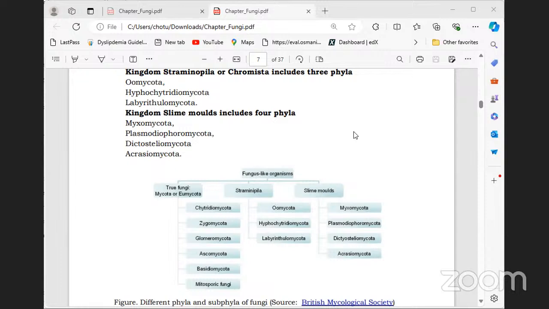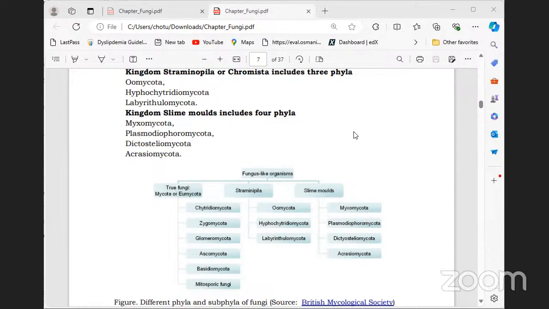In the Eumycota, the main divisions are Chytridiomycota, Zygomycota, Glomeromycota, Ascomycotina, Basidiomycotina, and Mitosporic fungi. These are the main important ones of the fungal group.